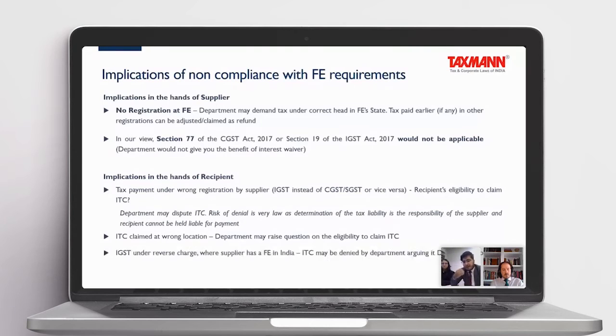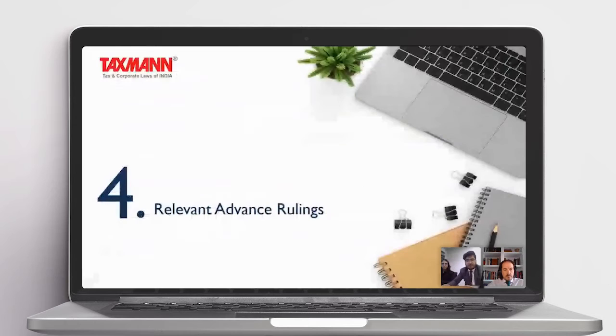The last point is under the cross-border transaction, the IGST paid under reverse charge. Suppose you have paid the IGST under the reverse charge, but later on it is found that the FE is liable to get registered in India. So the FE was supposed to pay tax under the forward charge. Can the department challenge your ITC which you have claimed? The department again can challenge the ITC, arguing that the amount which you have paid is just a deposit, it's not a tax per se. Therefore, you cannot claim the credit. The tax which you have paid, go and apply for the refund. So this can again be argued.